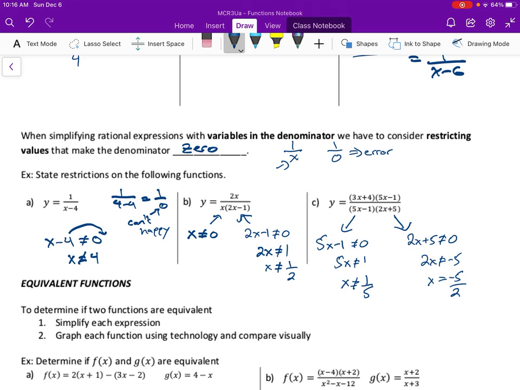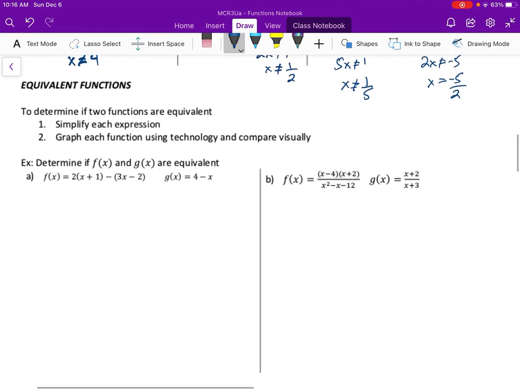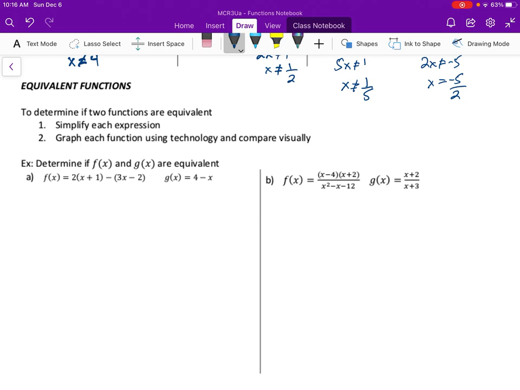So it's not a complex idea, it's just something you have to remind yourself of whenever you have these situations where you're simplifying with variables in the denominator. So the other part of this, like I was talking about right at the beginning, is that when you simplify things, you can have equivalent functions. And so equivalent functions are just that. It means that they're equal to each other.